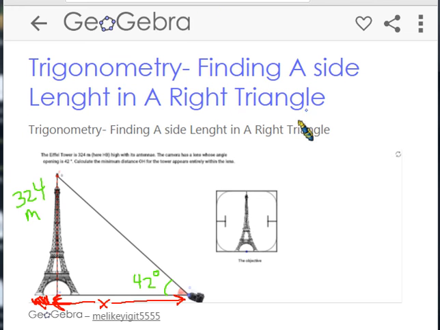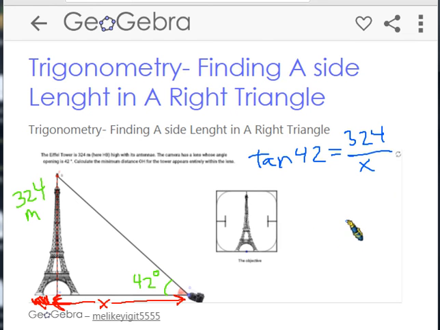Okay, we're back. So let's try to do some math and see how this works out. First of all, because we know the opposite side and we want to find the adjacent side, I'm thinking we should use TOA, or tangent. So what we say is that the tangent of the angle, in this case 42 degrees, should be equal to the opposite side, 324, over the adjacent side, which is x.